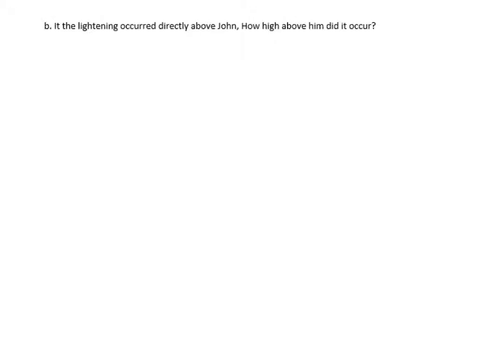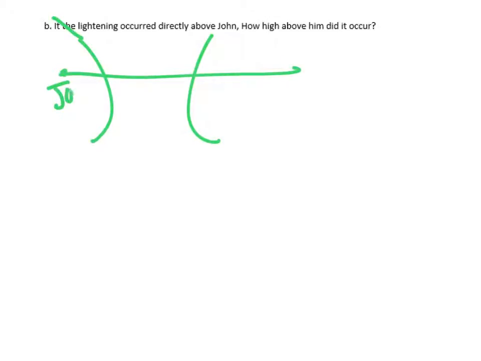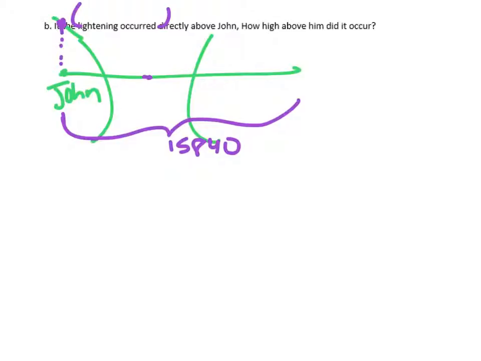Part B says the lightning occurred directly above John. So that means John was here, and they're saying the lightning occurred directly above him, right there. So as a coordinate, we already know that the whole entire distance from focus to focus was 15,840 feet. So the distance from the center to John, with C, was half of it, 7920. If this is at 0, 0, this coordinate up here is negative 7920, comma y.